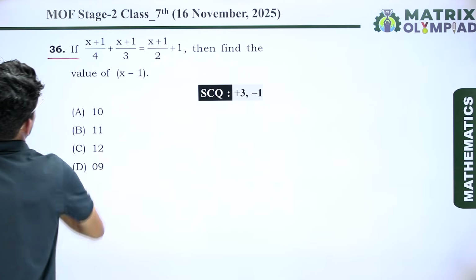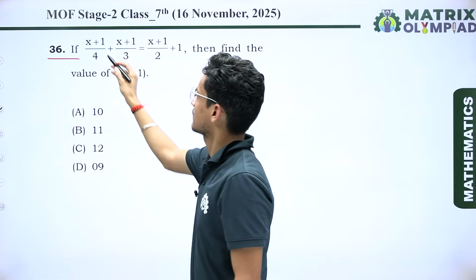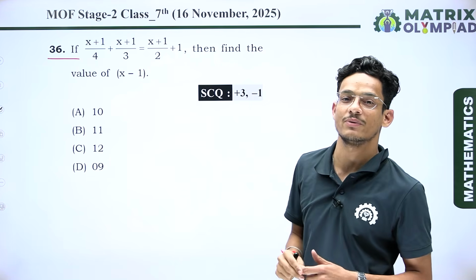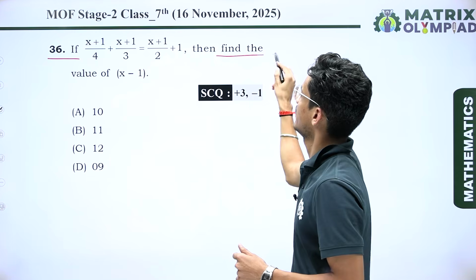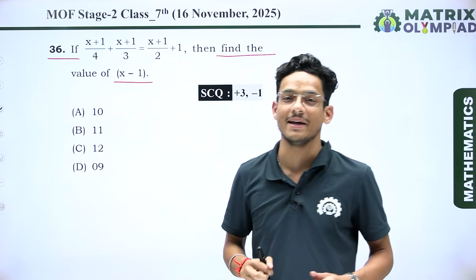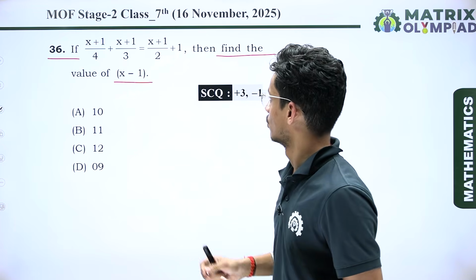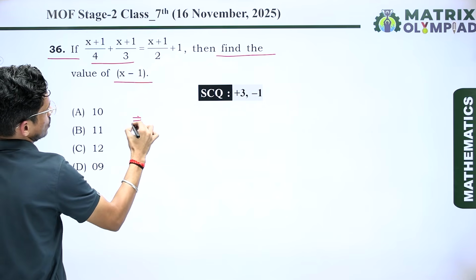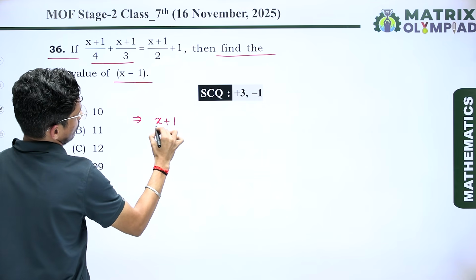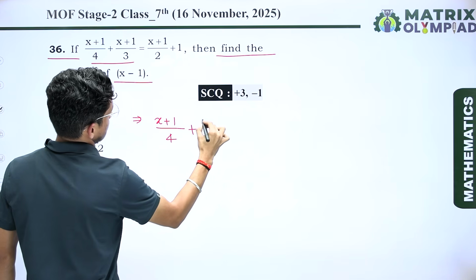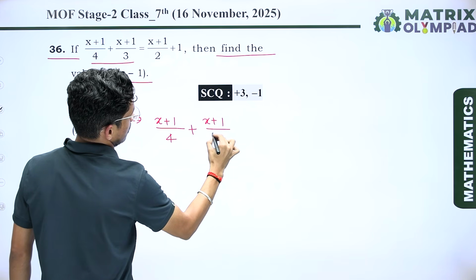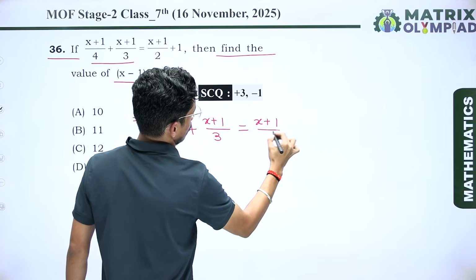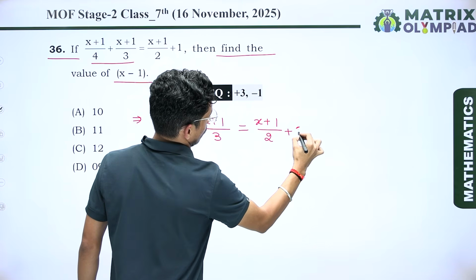So now if I talk about the next question, that is if x plus 1 upon 4 plus x plus 1 upon 3 is equal to x plus 1 upon 2 plus 1, then we have to find the value of x minus 1. So first we have to take the LCM of 4 and 3. So I can write here first x plus 1 upon 4 plus x plus 1 upon 3 which is equal to x plus 1 upon 2 plus 1.